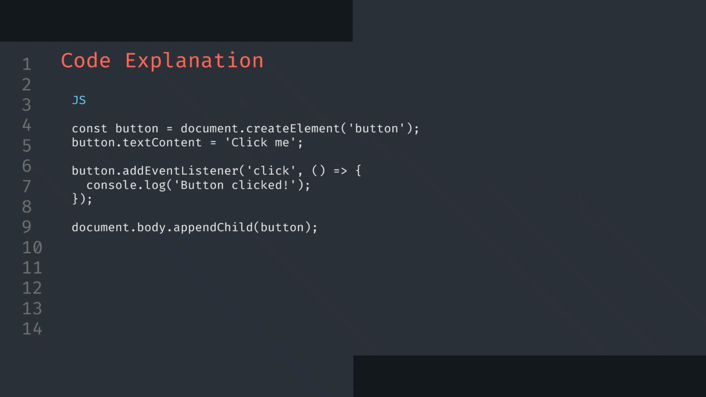We first create a new button element using createElement. Next, we set its label with textContent. Then we attach a click event listener that logs a message. Finally, we add the button to the web page with appendChild.